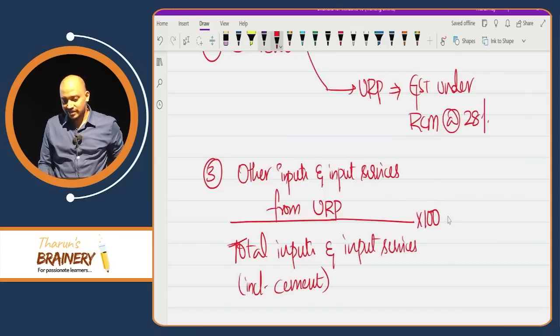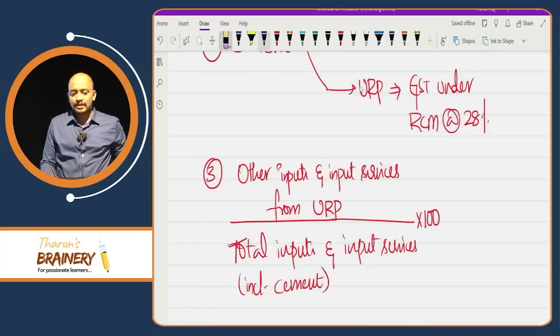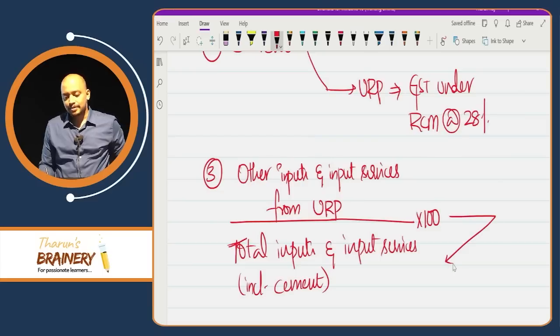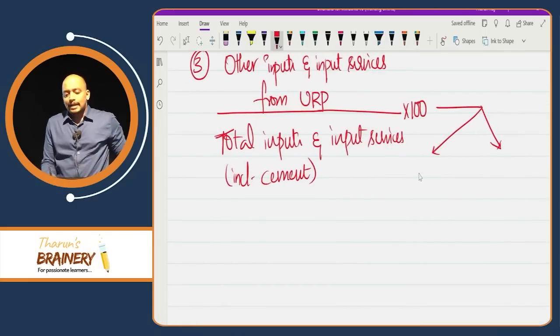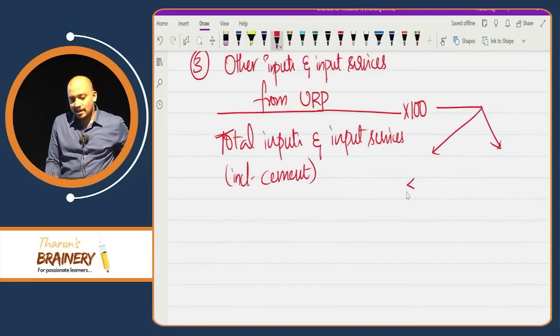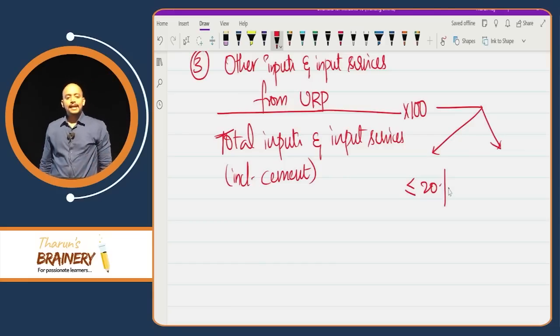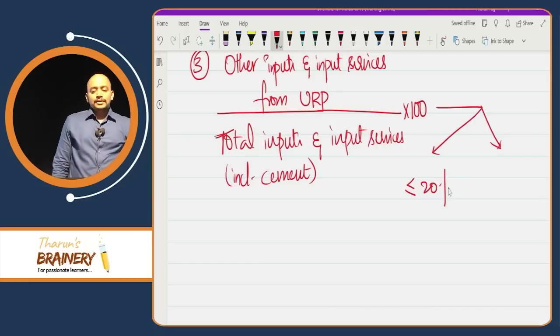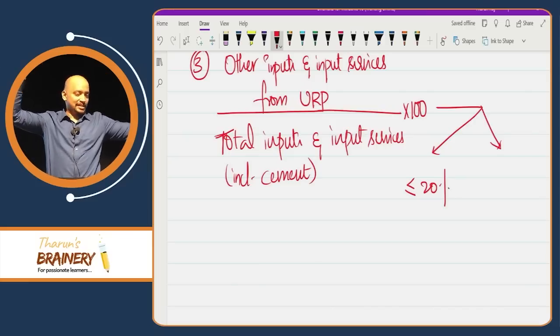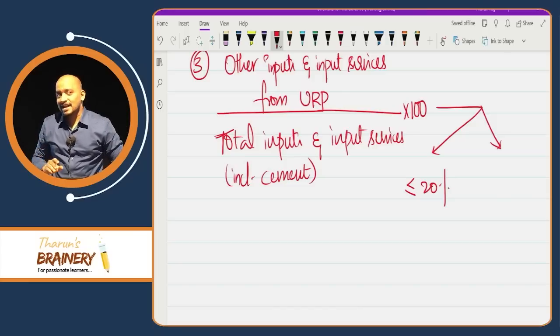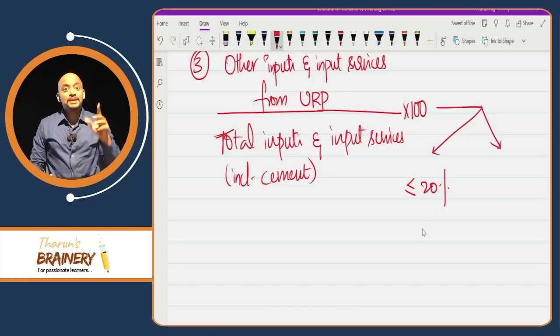Now you need to check this. So is the answer less than or equal to 20%? Means what? So more than 80% you purchased from registered person. So whether you need to pay any GST under RCM? No. Why? For cement we need to check.